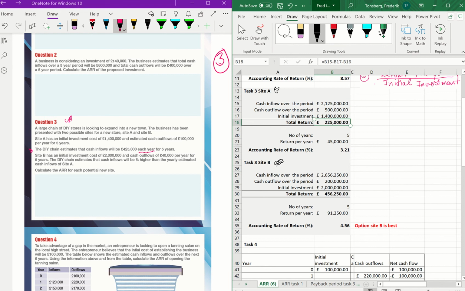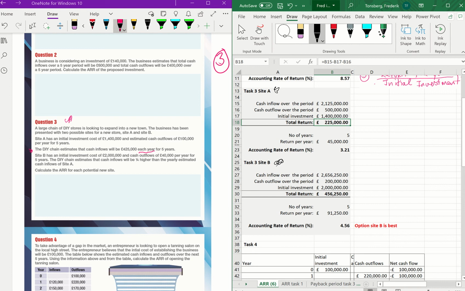So what's the total return? Well, I've calculated it down here. I've simply said cash inflow minus the outflows minus the initial investment, and that will give us our total return, which turns out to be 225,000. Again, we can see by just doing that we're going to get a positive return on the business. So that's a good thing.